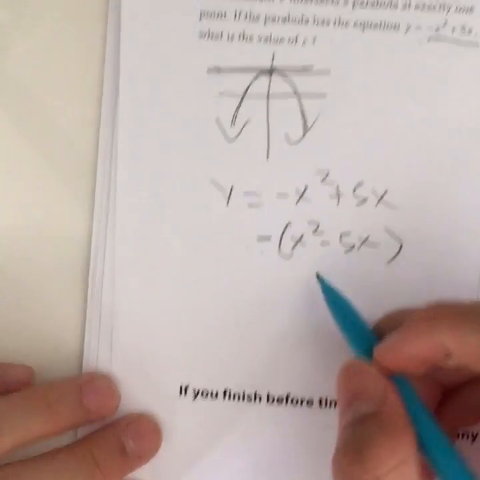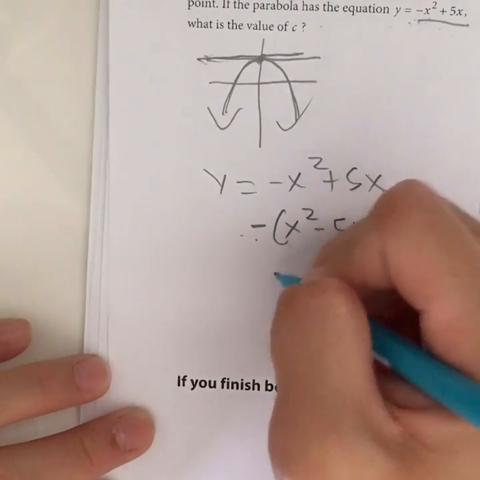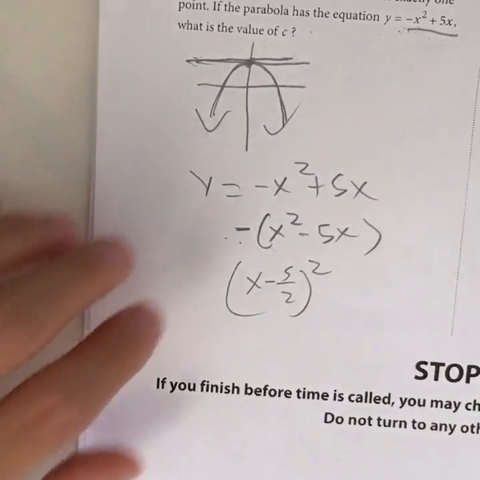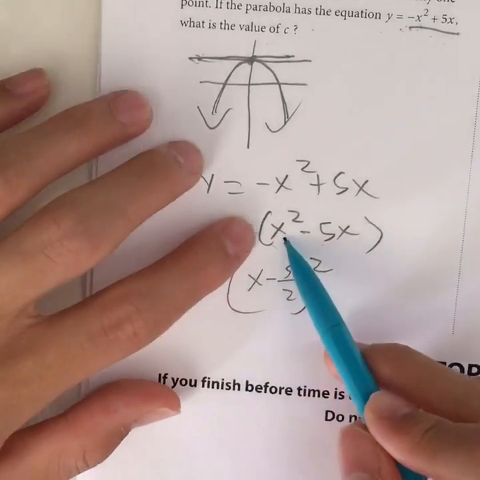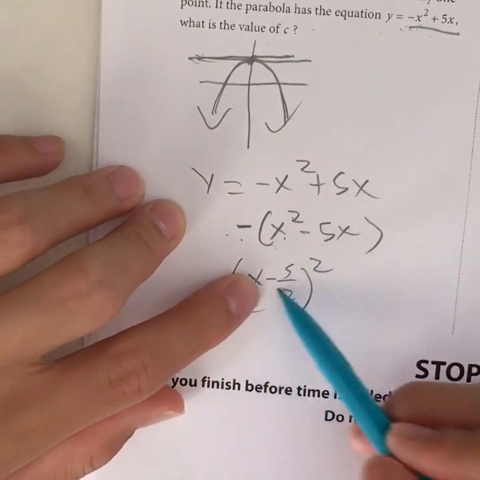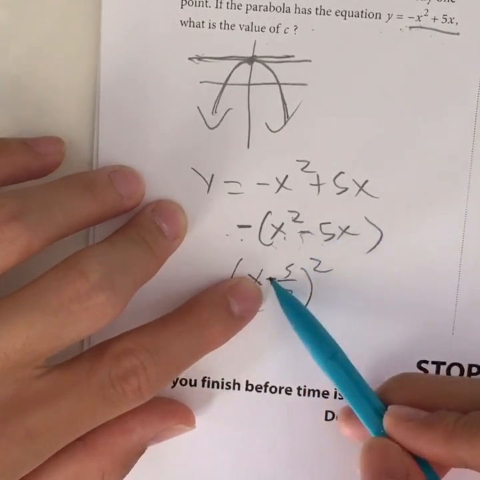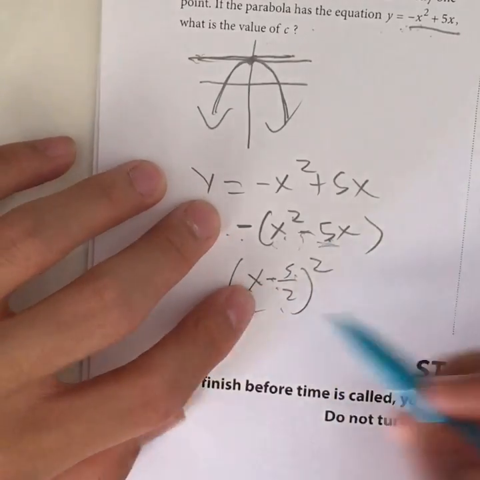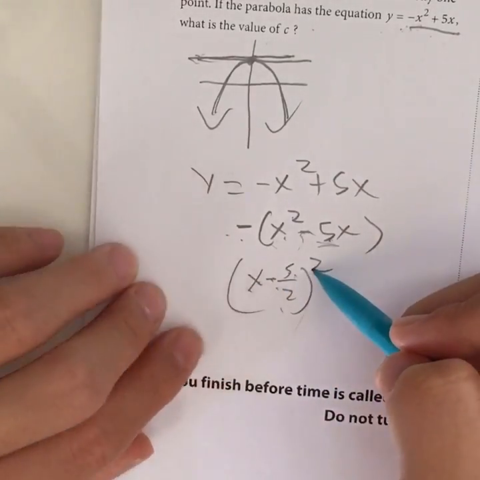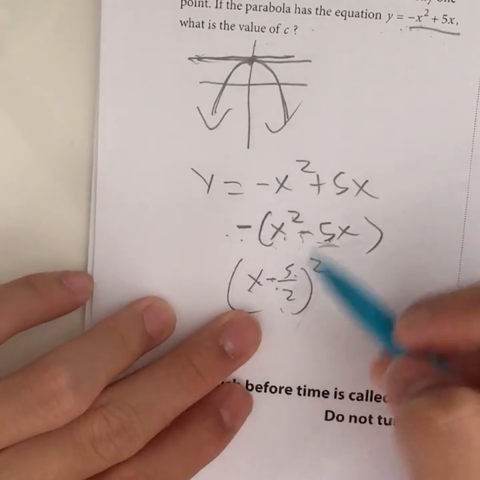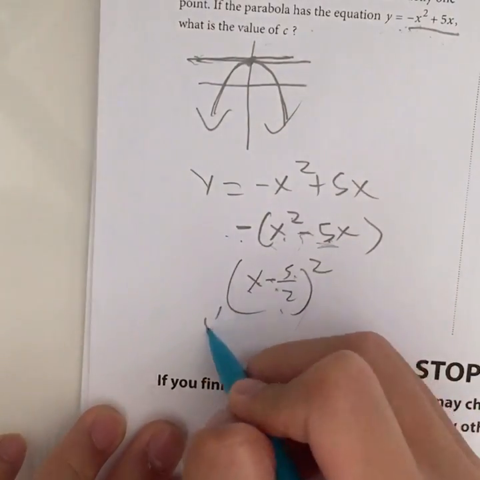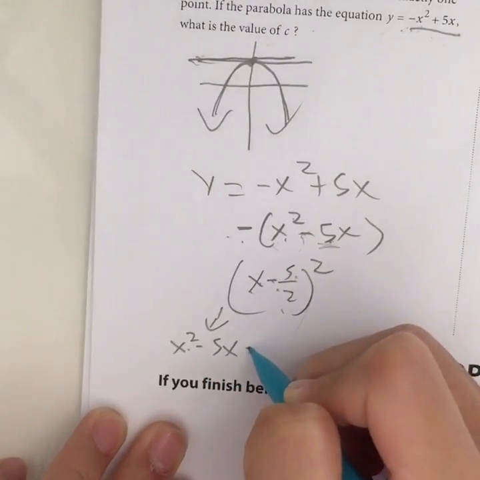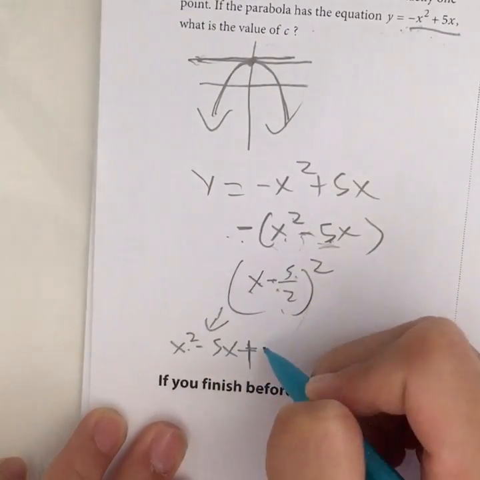And now I'm going to complete the square. So x minus 5 over 2. Why did I do that? First you put the x, always put x, then minus, because in this case it's minus, and you divide 5 by 2. You divide whatever this number is by 2, giving you 5 over 2, and you square it. And now this is equal to what? If you expand this, it's x squared minus 5x plus 25 over 4.